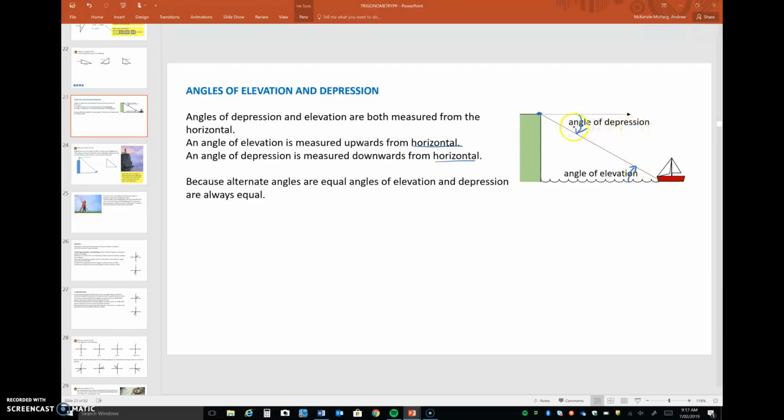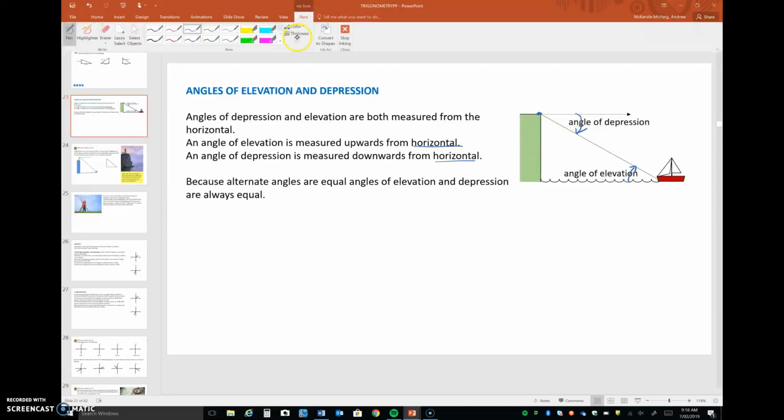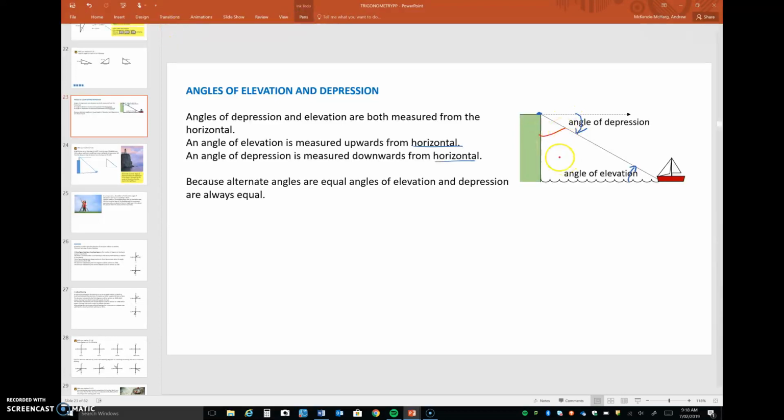Another common mistake is to say that angle of depression, when it's given, a lot of students like to put it here, but that's not right. The angle of depression is measured from this horizontal. Anyway, let's look at an example.